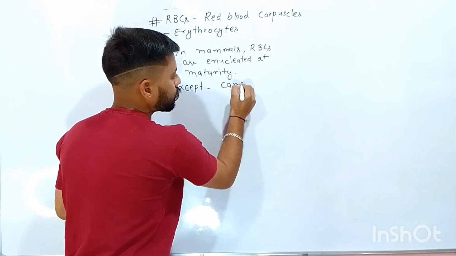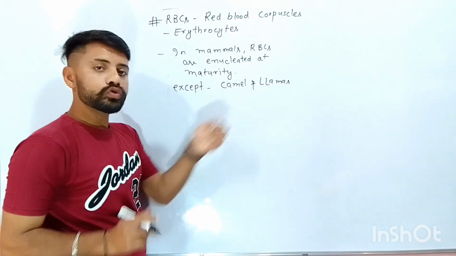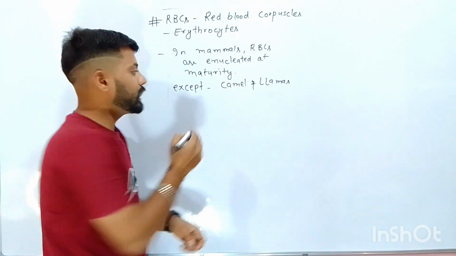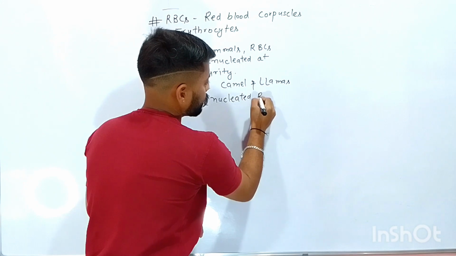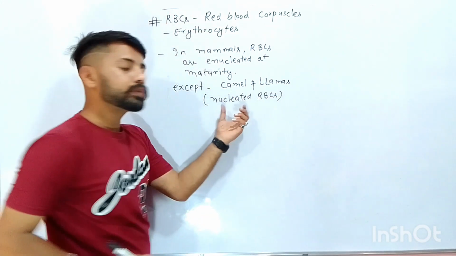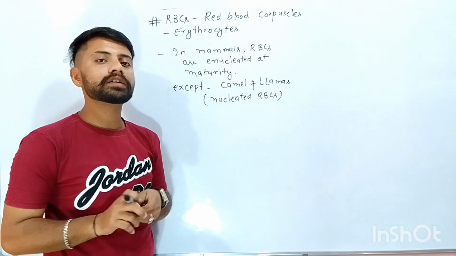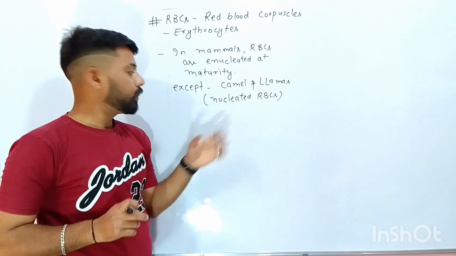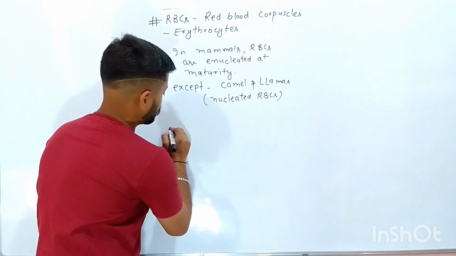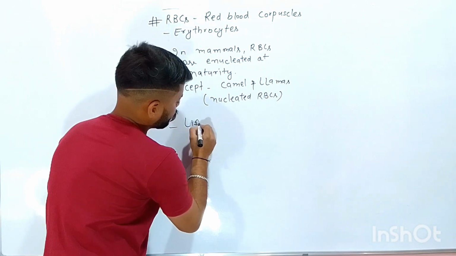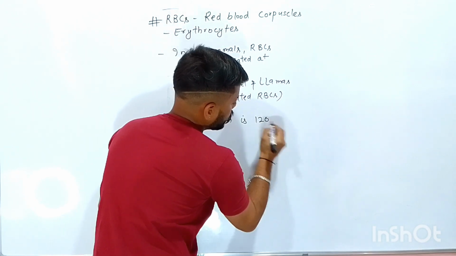And there are two exceptions: camels and llamas. These two mammals have nucleated RBCs. So except these two mammals, that is camel and llamas, all other mammals have enucleated RBCs at maturity. The lifespan of RBCs is 120 days.